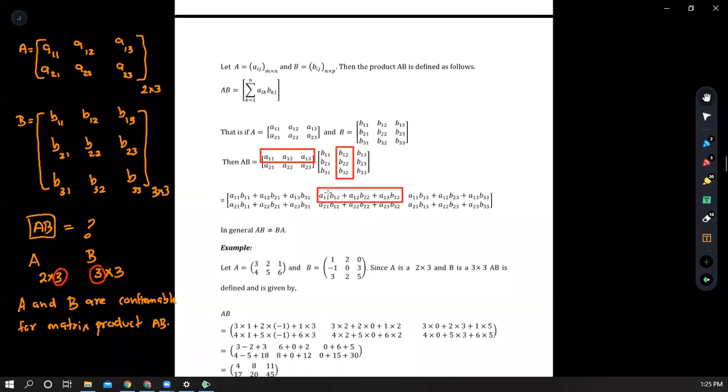Same as previous, first element multiplied with first element, second element multiplied with second element. Therefore, I will get A11 multiplied with B12. That is how we are getting this element. Then this is added to A12 multiplied with B22. Then I'm getting this element. Then multiplying A13 with B32. Then I'm getting this element. Therefore, I have to take the summation of all these three values to get the first row, second column element.